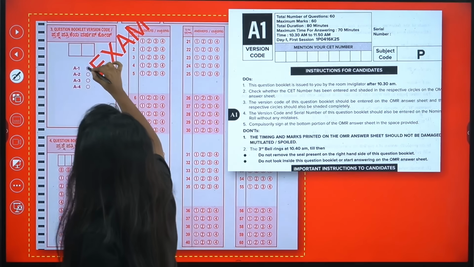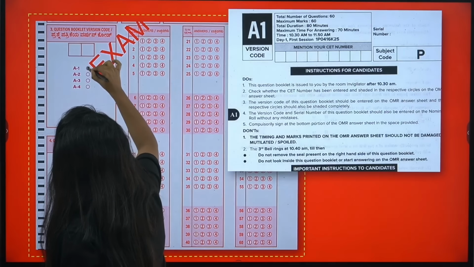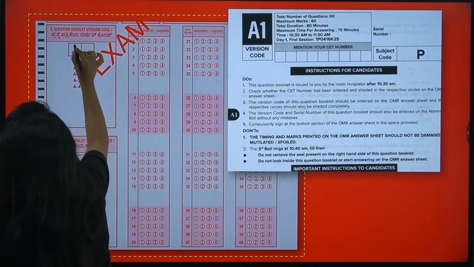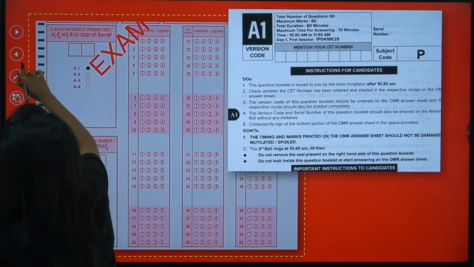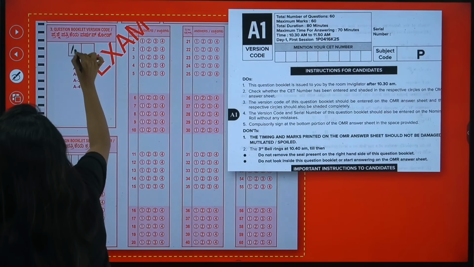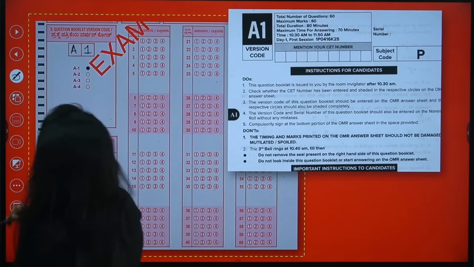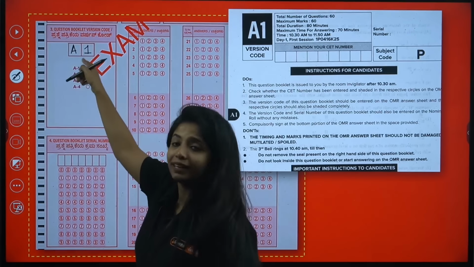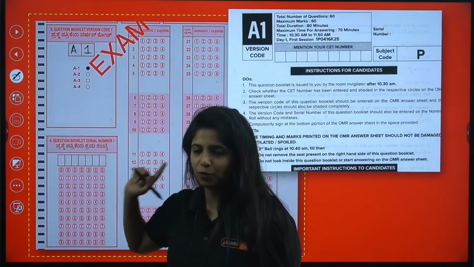So basically I have to color A1. And is just coloring it enough? No, I have to write it over here. So this is going to be A1. Got it? So if at all your version is A3, then mark this and write A3 out there. Cool. I hope that is understood.